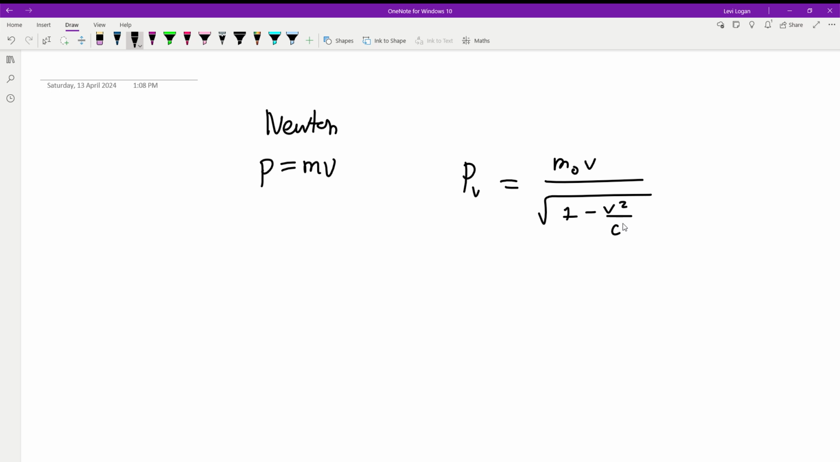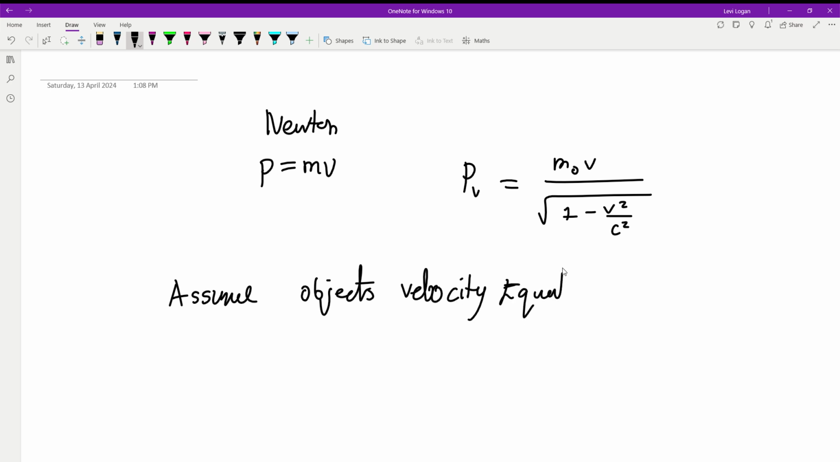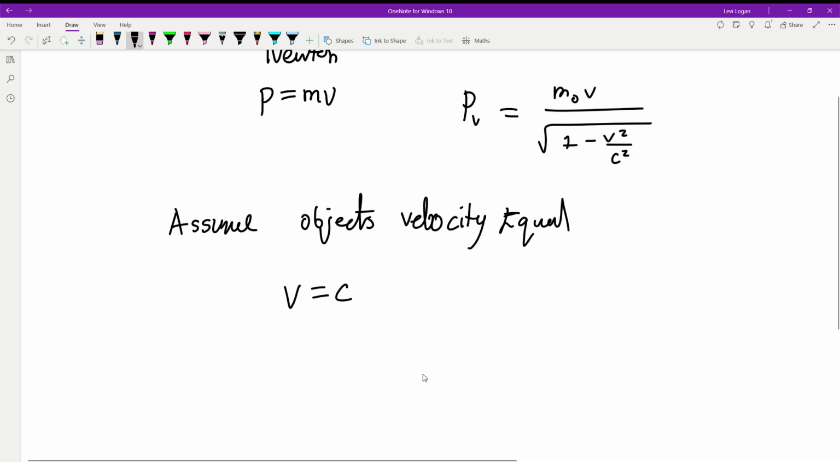Now, with this thing here, let's just assume that pretty much the velocity is equal to the speed of light, okay? So we're going to assume the object's velocity is equal to c. So what we can do is just substitute it into here, okay? So your momentum should be your mass. The m0 just means your initial mass pretty much, but it's just a subscript. It still just means your mass times c.